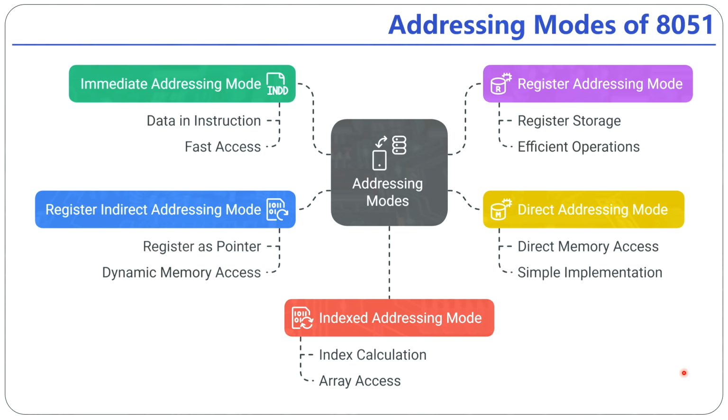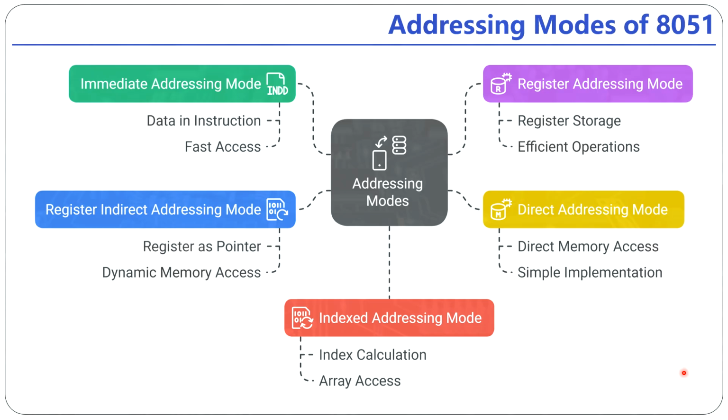Now, direct addressing mode. Here the memory address is directly specified in the instruction. The microcontroller accesses that exact memory location. This method is simple and easy to implement. For example, MOV A, 30H. Here 30H is the location of the RAM. Understood, right?